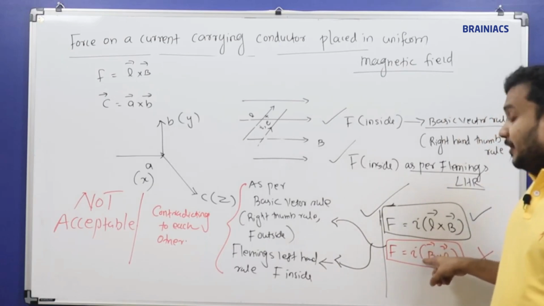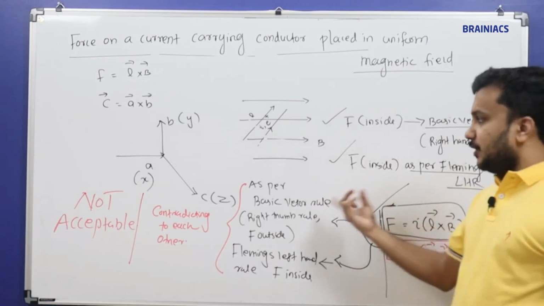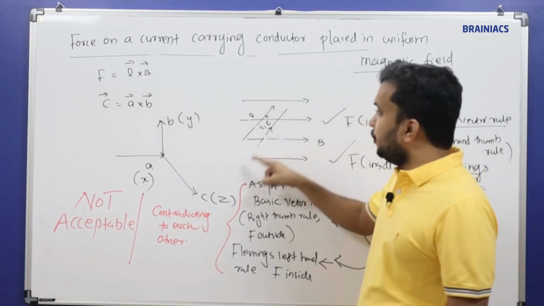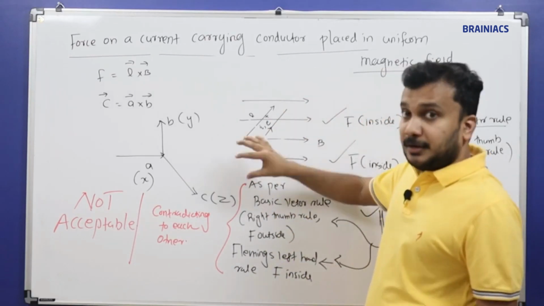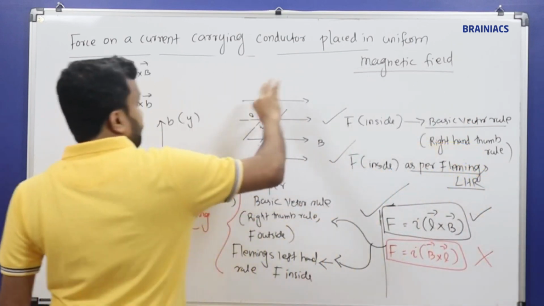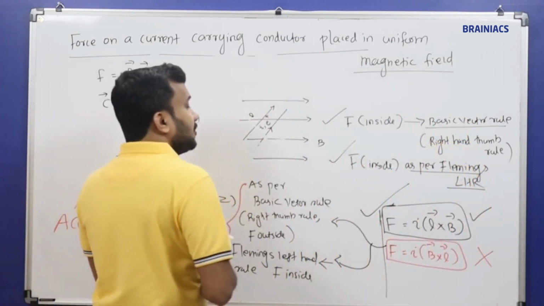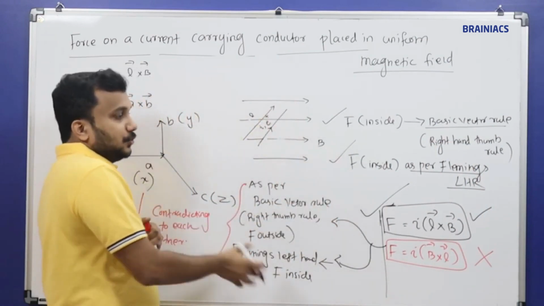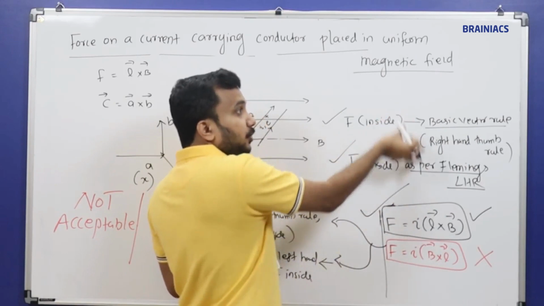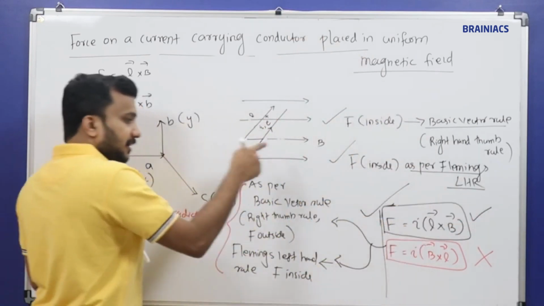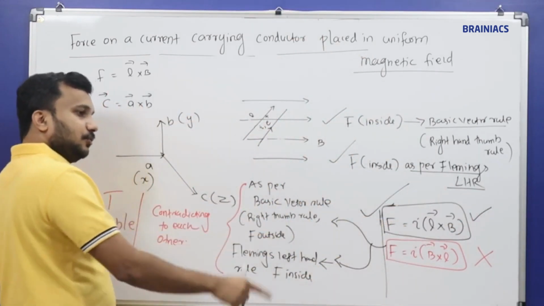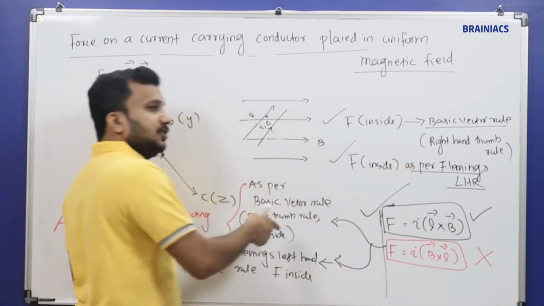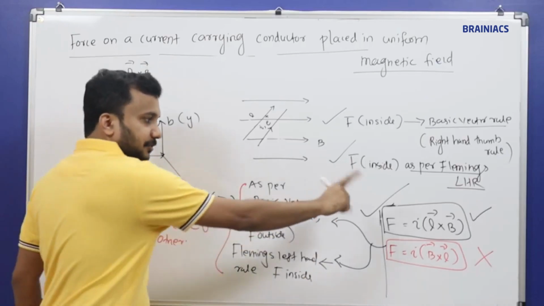So when you apply the basic vector rule on B cross L, you get force outside. In Fleming's left hand rule, Q V cross B, Q is the direction of the charges, V is the velocity in the direction of the charges, and if you apply Fleming's left hand rule, you get force inside. So in the case of these equations, both are matching, and this is the right answer. But in these cases, Fleming's left hand rule always says force is inside, while your vector rule says force is outside. Contradicting, not acceptable, wrong answer.